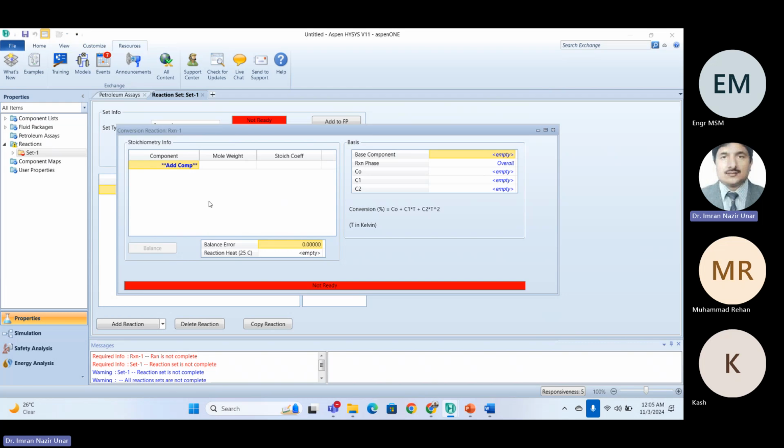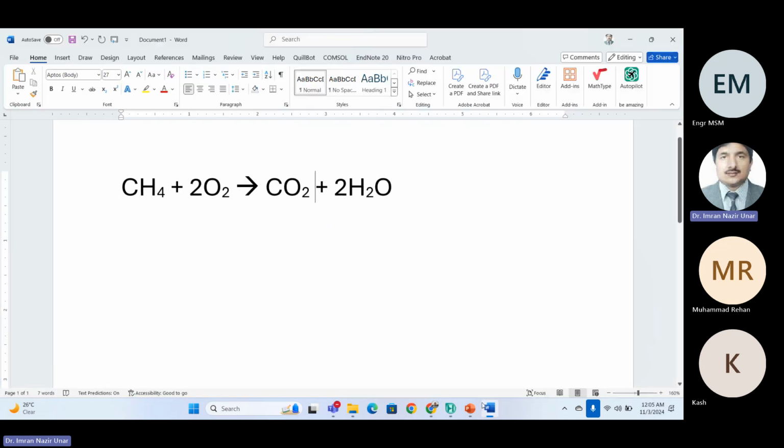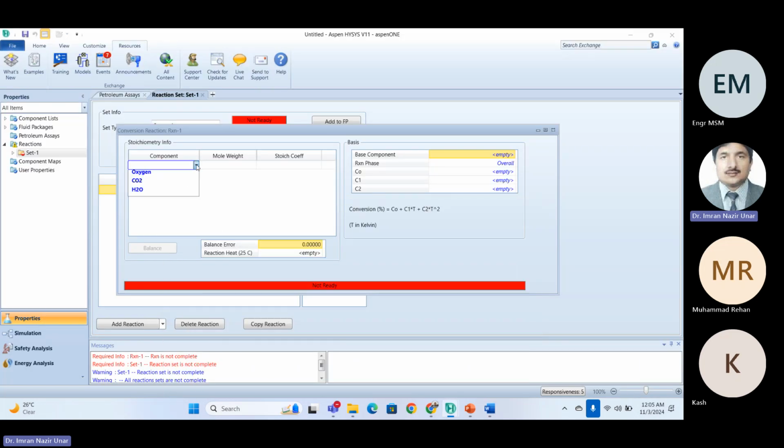We will discuss one by one. Now, first, stoichiometry definition. First of all, stoichiometry definition means what species are involved in a particular reaction. For example, it is possible that in your component list you have 10 components, but this reaction contains only 4. So the appropriate species from the component list must be selected. Because we are modeling only this reaction and we have selected only these 4 species, we can see only these species when we make the drop down.